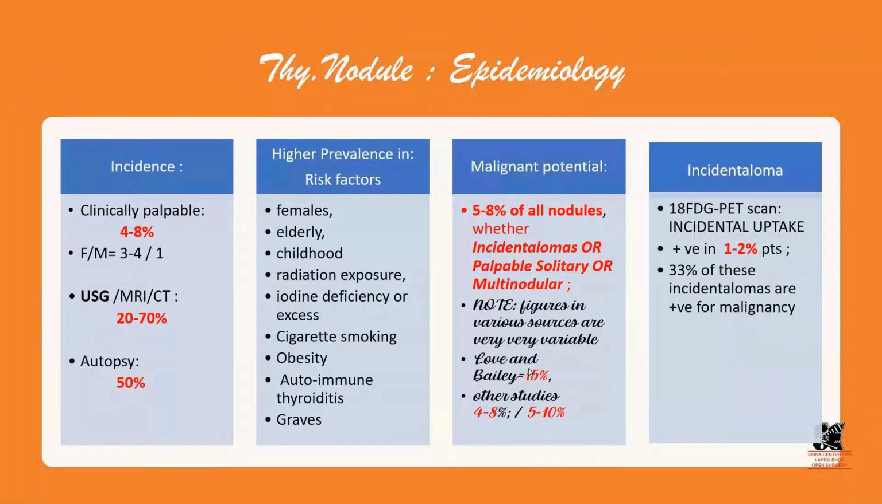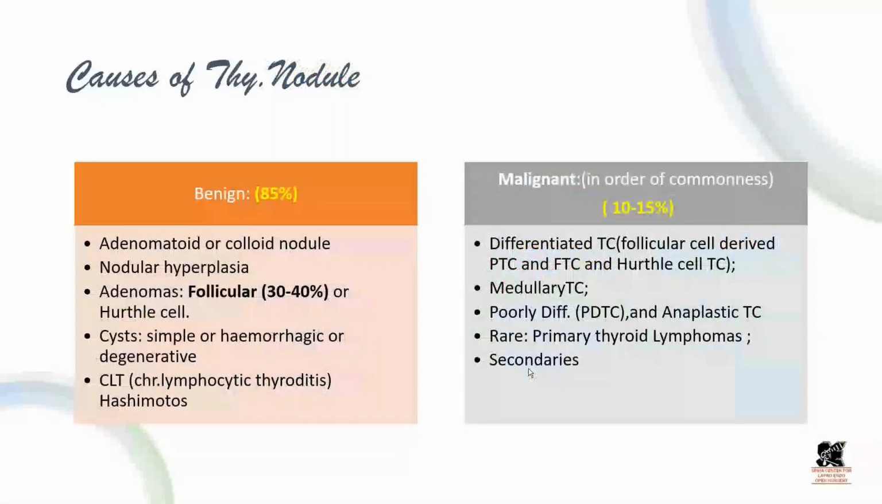So does that give an added importance or a sinister importance to incidentaloma? We'll understand as we go further. Now, what are the causes of these thyroid nodules? After having discussed what it really means, let's see what are the causes of thyroid nodule. So benign in 85%, malignant in 10 to 15%.